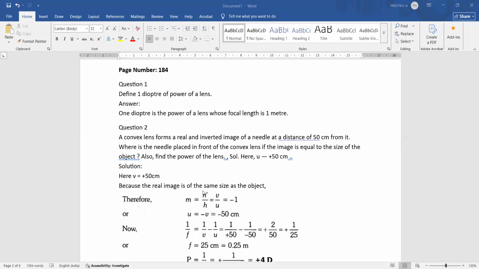Now they are asking you where is the needle placed? कहाँ पे रखें उसको so that my image is equal to the size of the object. कह रहे हैं कि बताइए कहाँ रखें उसे so that हमारी image और object का size should be same. And then they are also telling you to find the power. तो अभी आपको given क्या है? कुछ भी नहीं. Let's just see. Solution में आपको V given है.